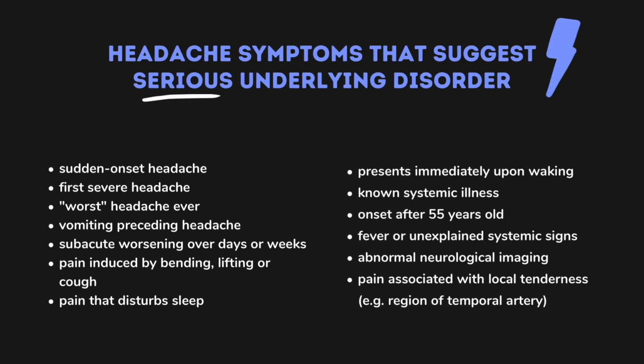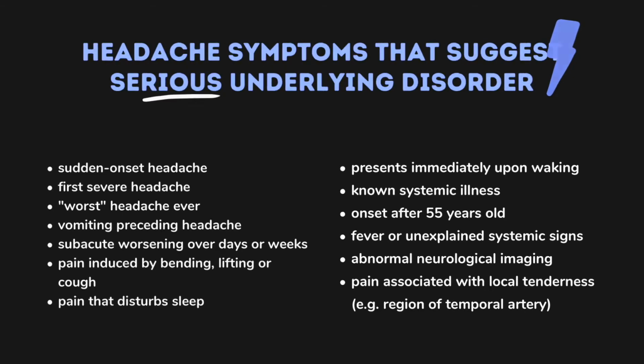The following are headache symptoms that suggest serious underlying disorder: an onset headache, first severe headache, worst headache ever, vomiting preceding headache, subacute worsening over days or weeks, pain induced by bending, lifting, or cough, pain that disturbs sleep, present immediately upon waking, known systemic illness, onset after 55 years old, fever or unexplained systemic signs, abnormal neurologic imaging, or pain associated with local tenderness such as over the region of the temporal artery.